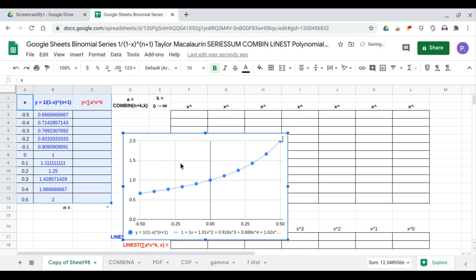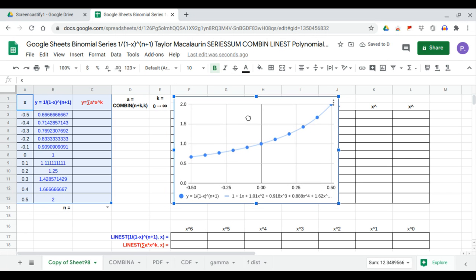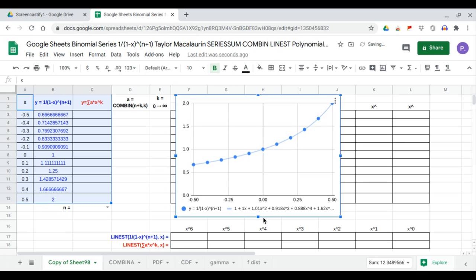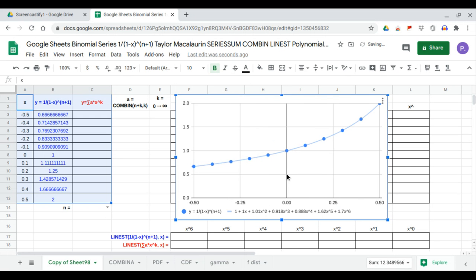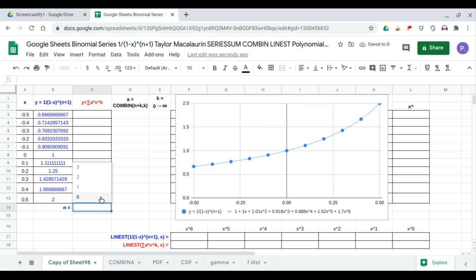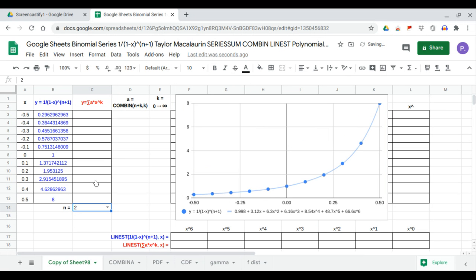Here's the polynomial trend line to the 6th degree and its trend line. So at n equals 2, that's the polynomial.